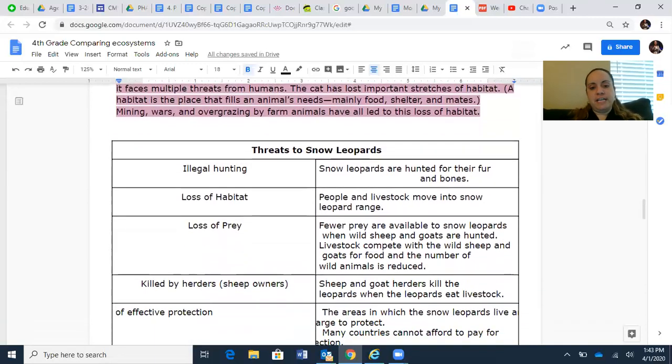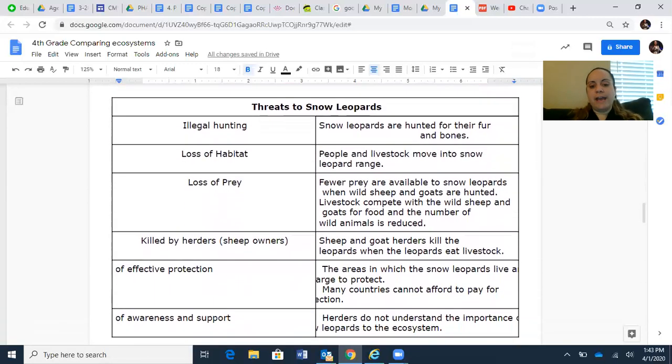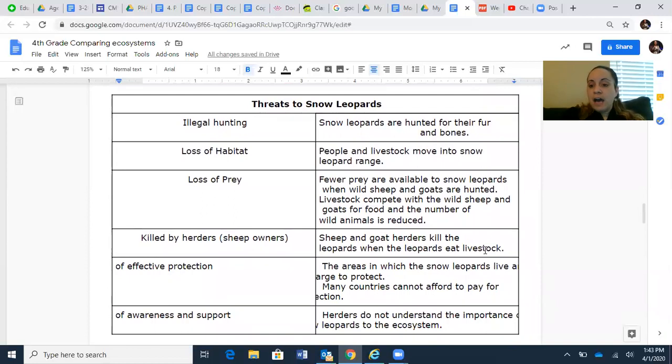Then there's a chart here that talks about the threats to snow leopards. A threat is something that may be dangerous for the snow leopard or something that might kill the snow leopard and make it not survive as long.